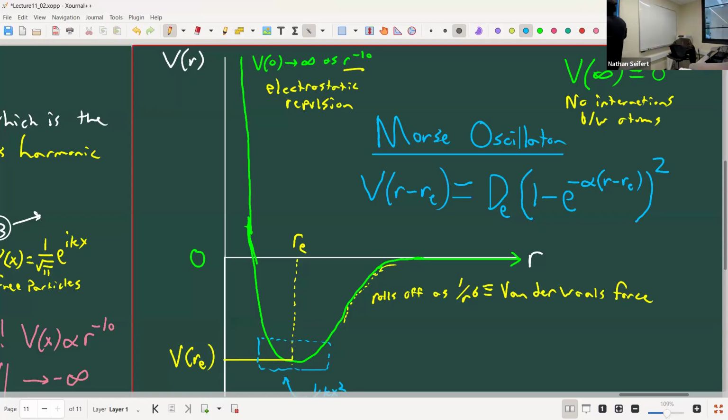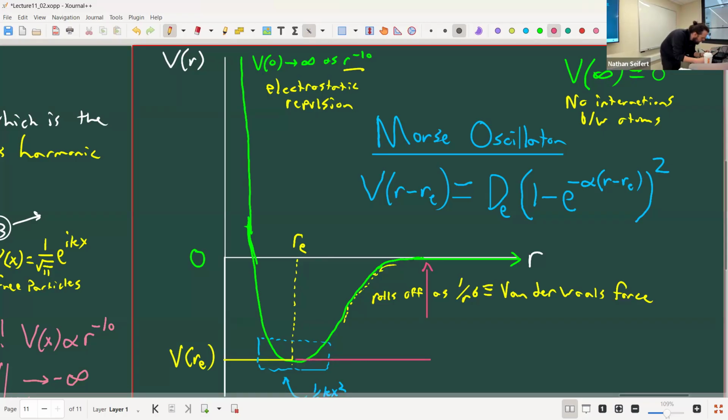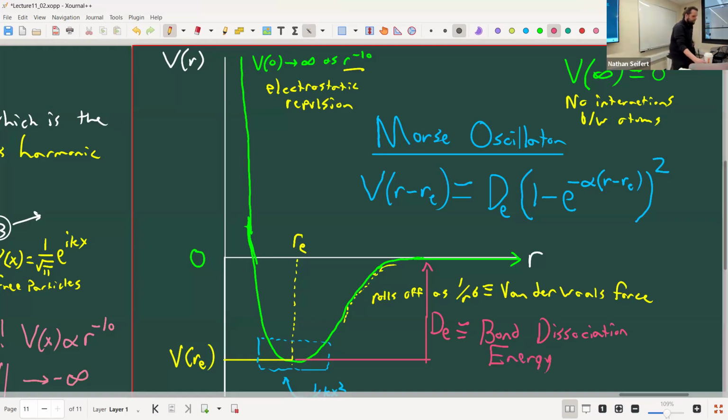And what this means is this D sub e number is actually the distance between this point and this point. So if I were to draw a little arrow here, this is the gap, this is what's called D sub e. And this is the bond dissociation energy. This is how much energy you've got to pump into the bond to break it. D sub e.